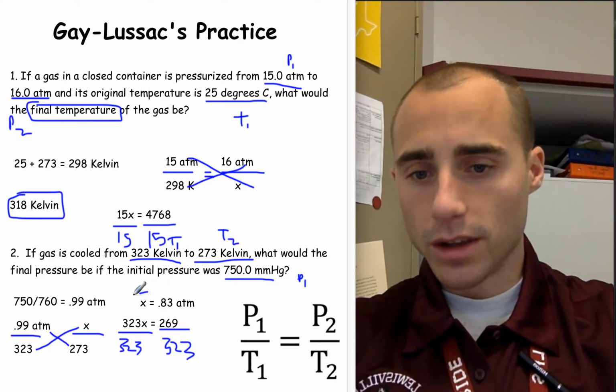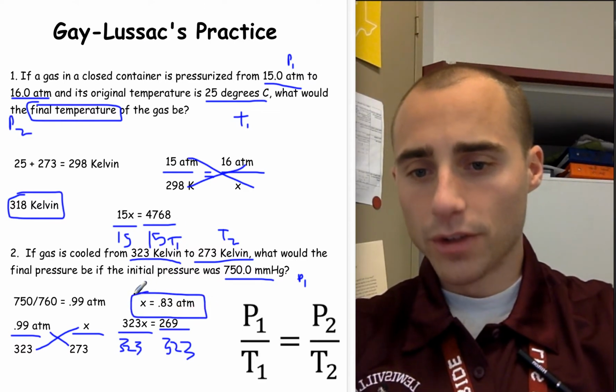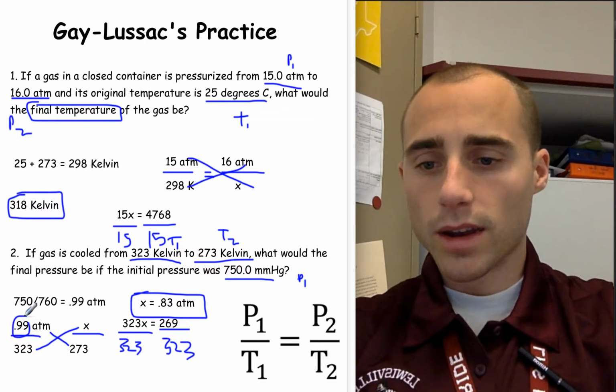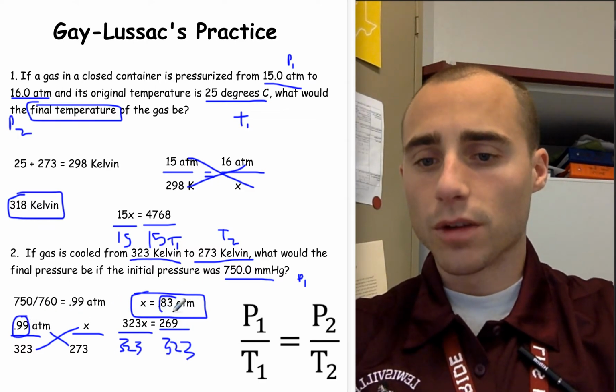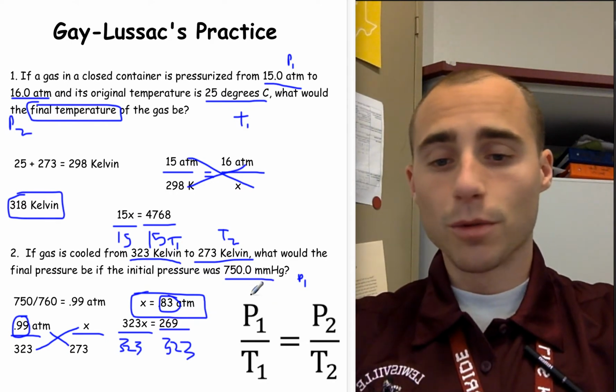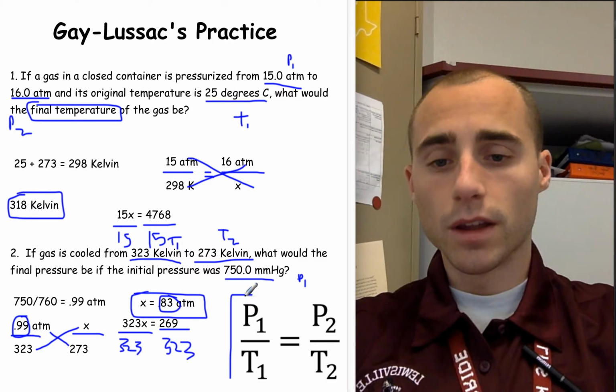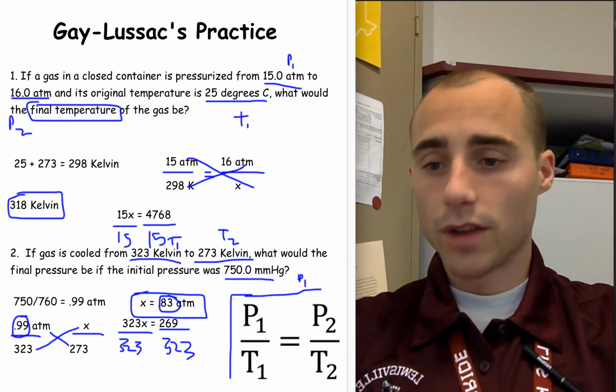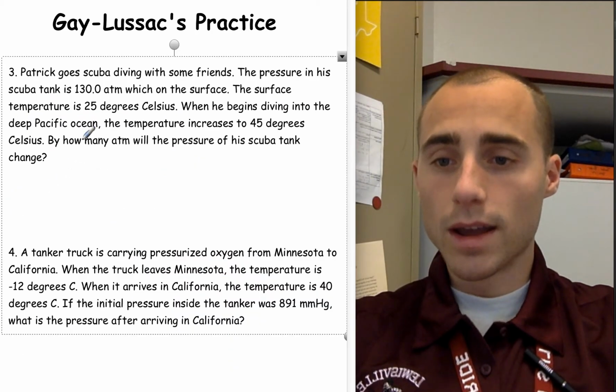We decrease the temperature, what happened to our pressure? It decreased from 0.99 to 0.83. So that was a major improvement, followed our law perfectly by decreasing. Excellent job, success. Let's quickly do numbers 3 and 4.